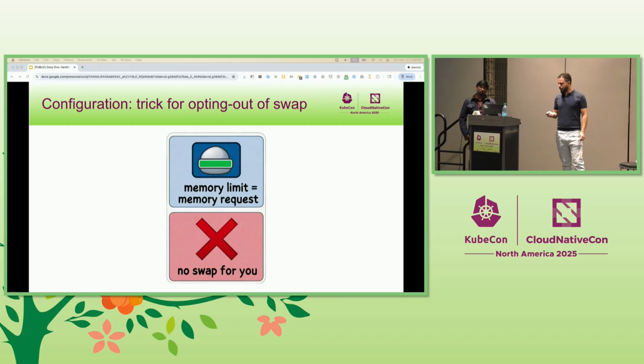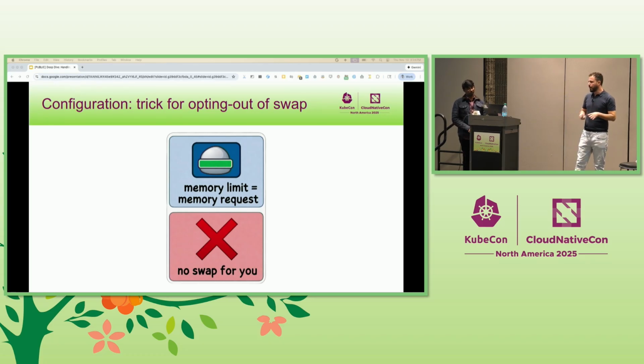Another trick for opting out of swap at the container level is that if you set memory limits equal to memory requests, this container would opt out of swap, which is very useful for some use cases. For example, if you have an idle process that the kernel would think is a good candidate for swapping, but that needs to be very responsive, you might want to consider opting out of swap for this container. So this way you can do it pretty easily, it's a trick to achieve that.